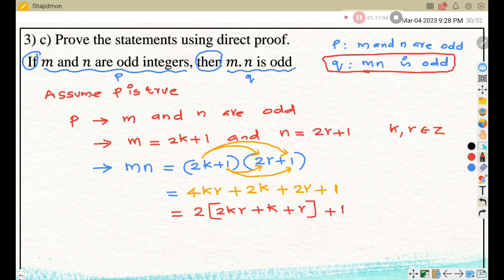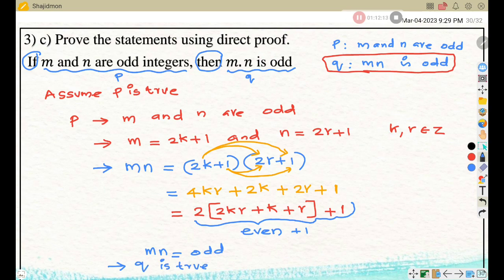Plus 1. Now we can assume logically, okay, 2 times this number means it should be what type of number? Even. 2 times means it is an even number. Plus 1, correct? Plus 1 separately here, you can see plus 1. Even number plus 1 means it should be an odd number. That means m multiply n will be an odd number. That is the Q statement, correct? That means Q is true. If P is true, then Q is true. That means we can conclude P implies Q is true, correct? If P is true, Q is also true.